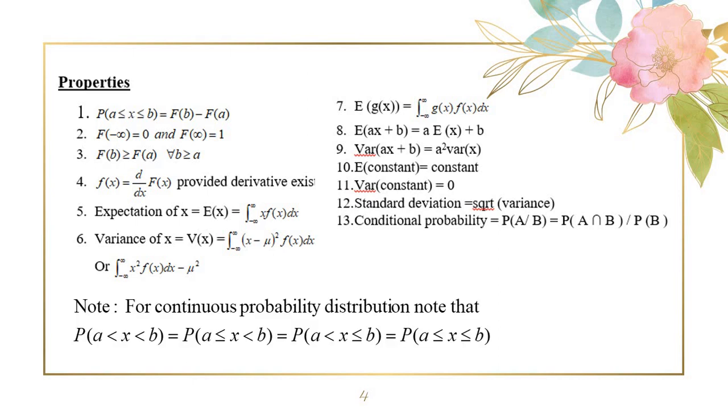Please note that for continuous probability distribution, probability of a less than x less than b is same as probability of a less than or equal to x less than b is same as probability of a less than x less than or equal to b is same as probability of a less than or equal to x less than or equal to b. All these are same for continuous probability distribution.